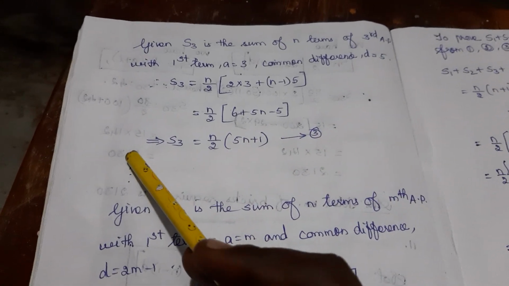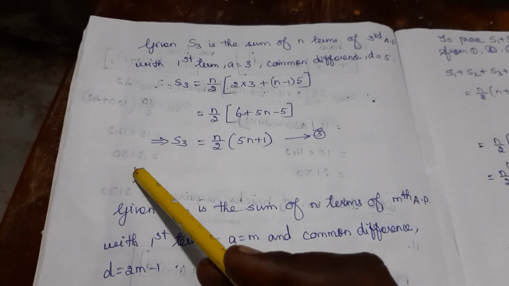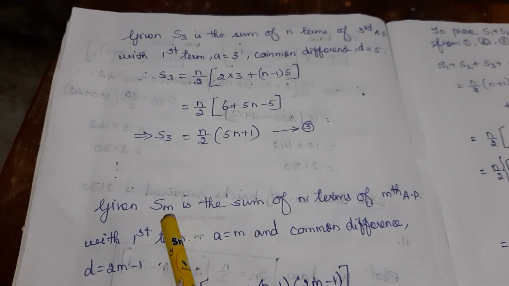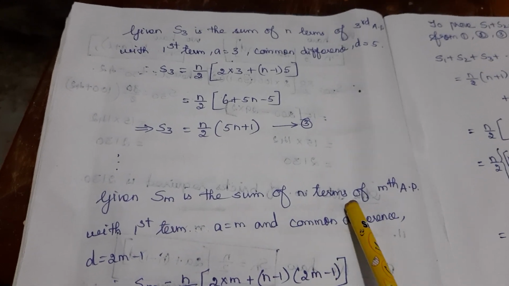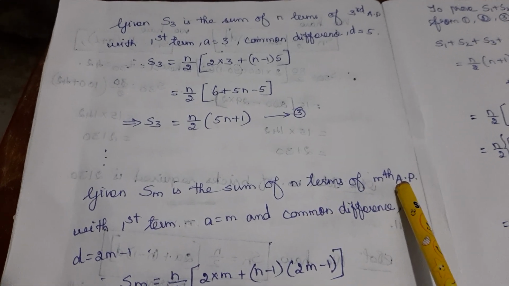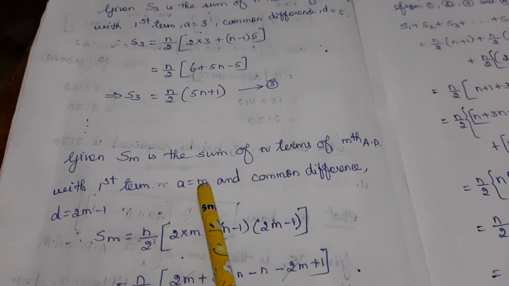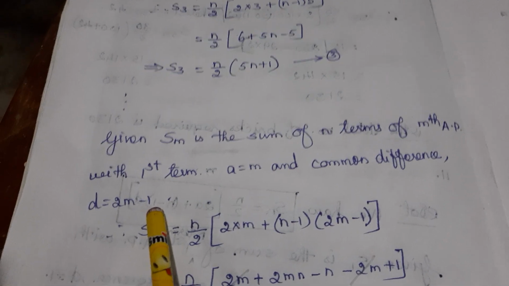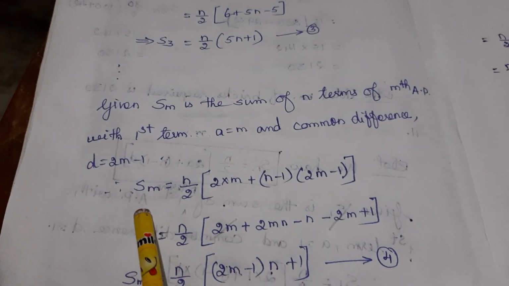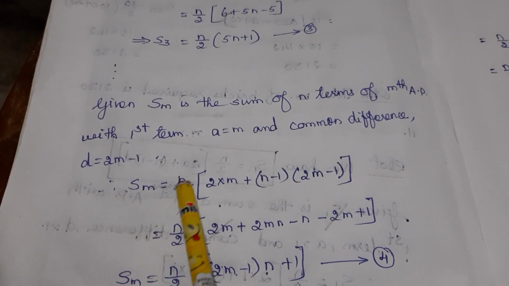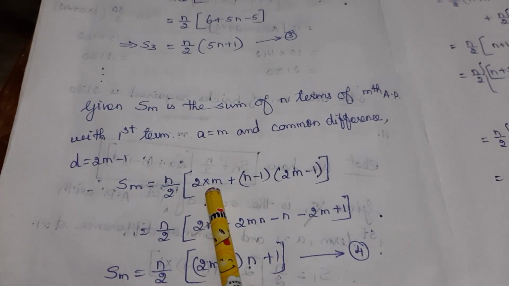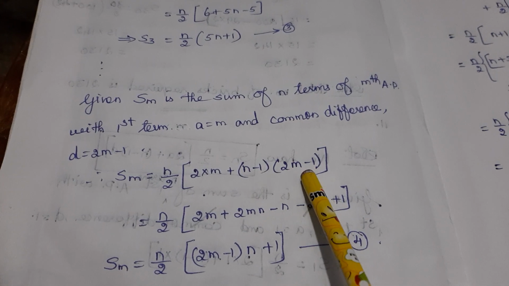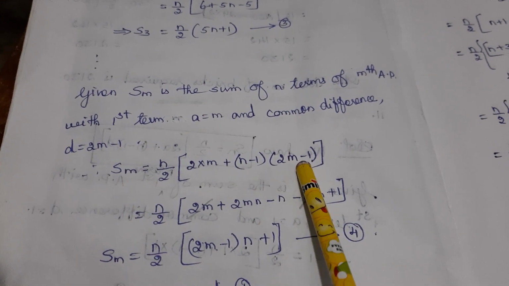Okay, and we can continue in the same order. So you put etc. Then the last one, Sm. So Sm is the sum of n terms of the mth AP with the first term m and common difference 2m minus 1. Okay, so using this we can write Sm is equal to n by 2 into [2a plus (n minus 1)d], with a equal to m. So 2 into m plus n minus 1 into d, that is 2m minus 1.